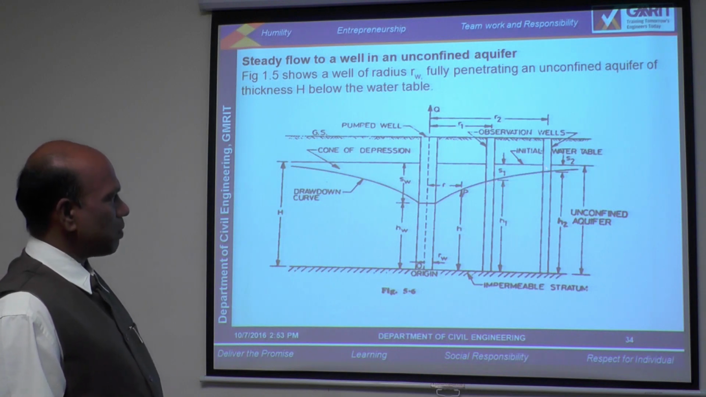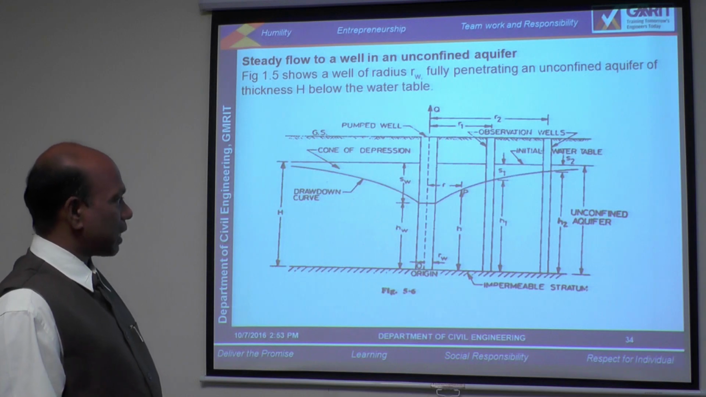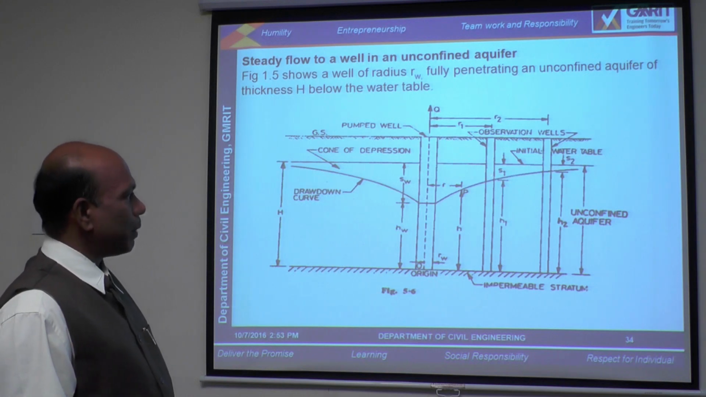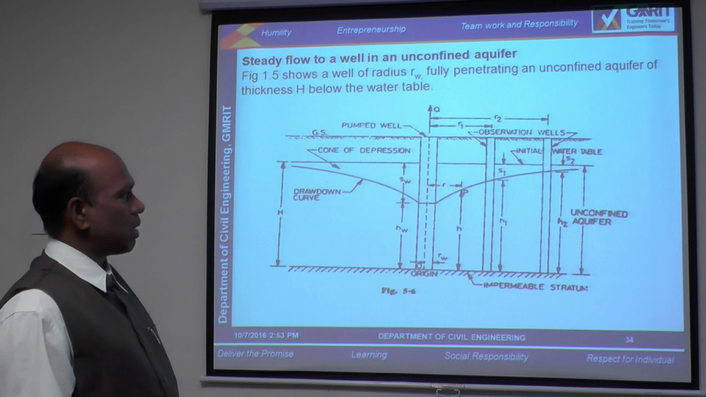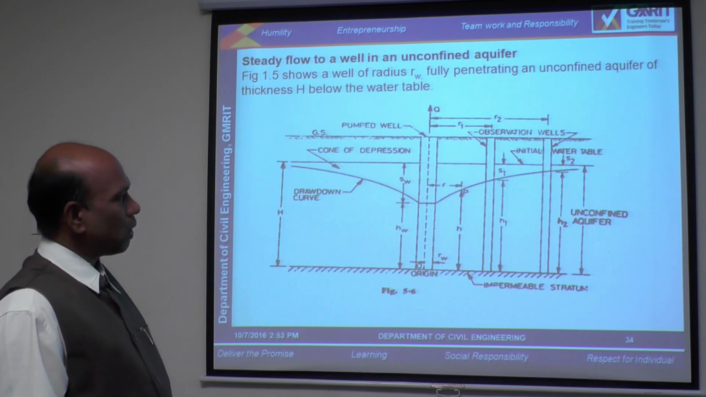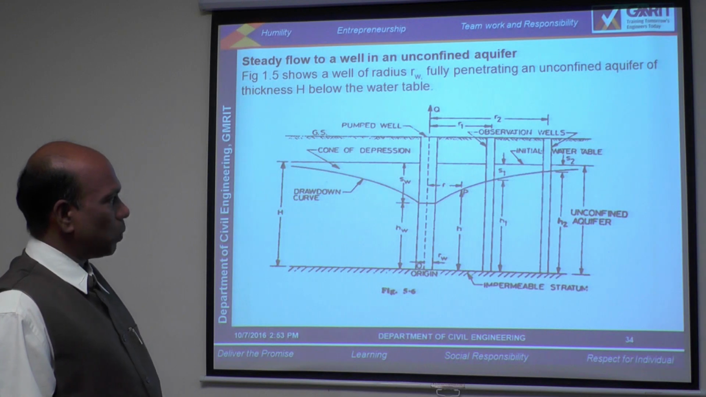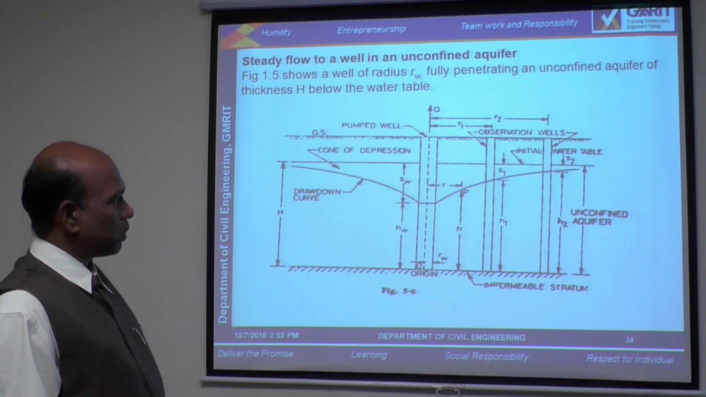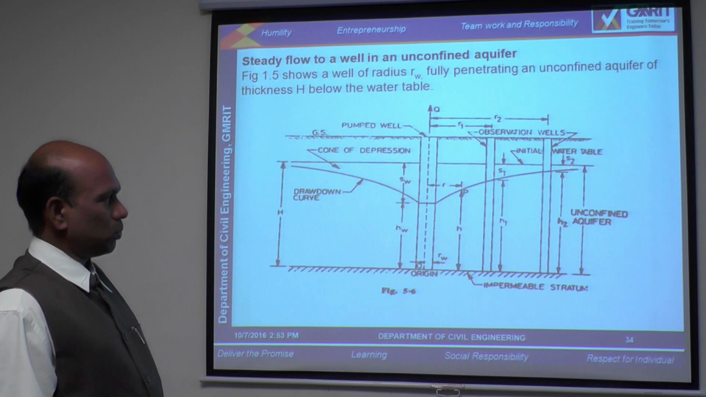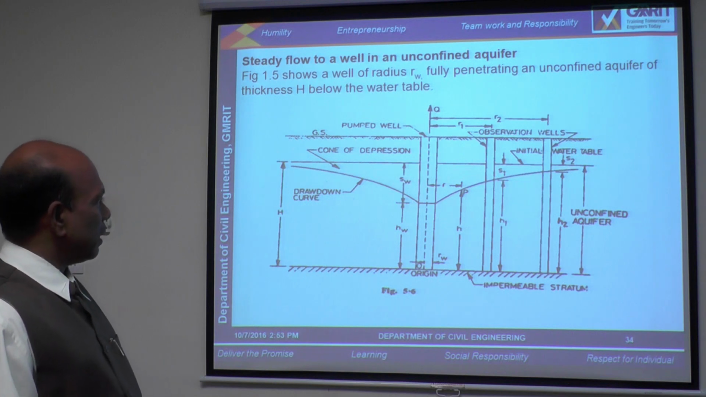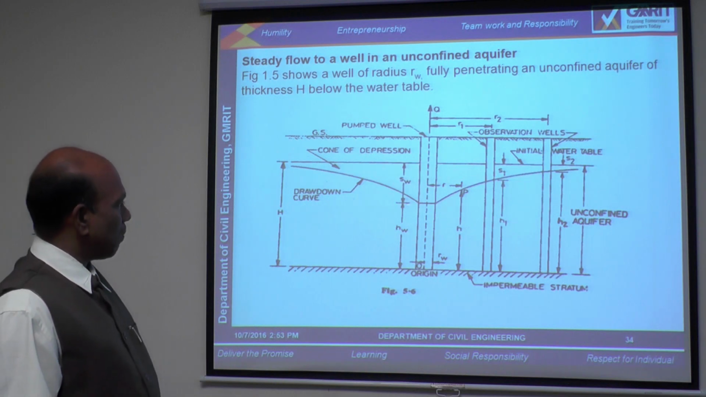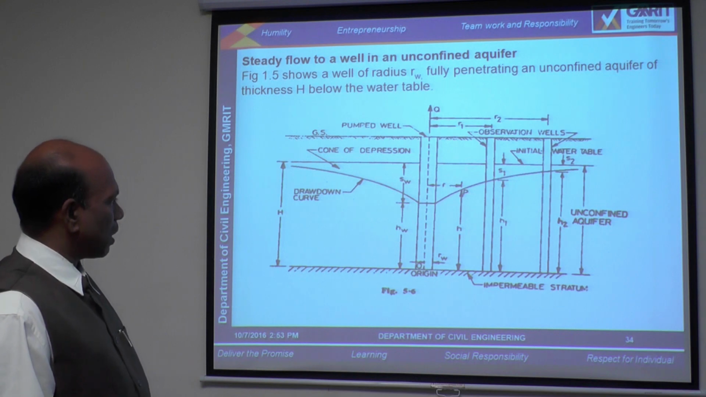And also this is the observation well number 2. Because of the pumping here, there is no pumping in observation well number 1 and observation well number 2. Even though the water level drops here, S1, in the case of observation well number 2, the water level drops from this level to this level. This is S2.